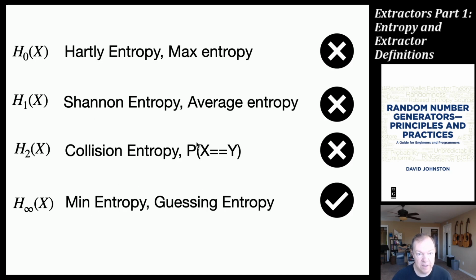So there we've had our 4 definitions, and we do not care about these 3. They're not very useful to us. The one we care about is min entropy. This is what's used in all the entropy extraction proofs and the standard requirements for entropy extractors. So when we talk about entropy from now on, we're talking about min entropy.